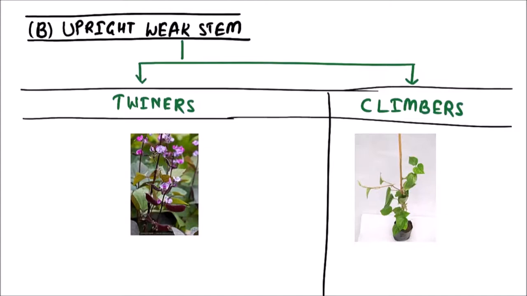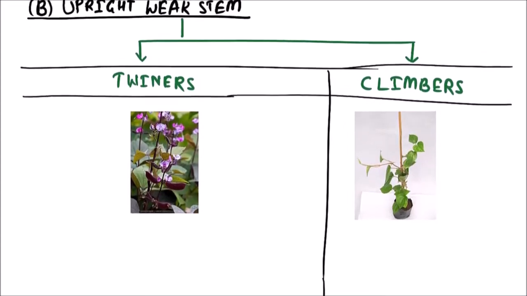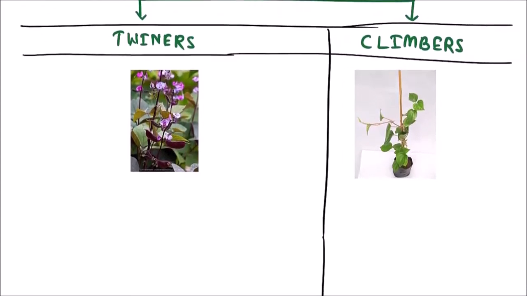In this video, we are going to discuss the types of upright weak stem. These are of two types, that is twinners and climbers. Now, what is the basic difference between twinners and climbers?